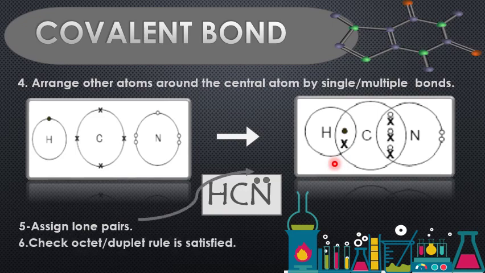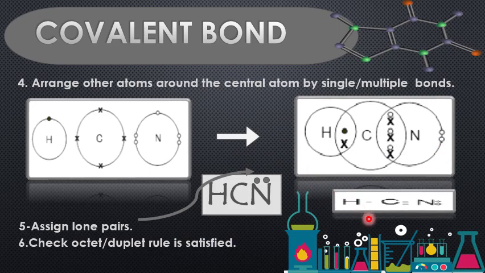Now we will see whether the duplet or octet rule is satisfied. Yes, it is satisfied for hydrogen. Hydrogen has completed its duplet, carbon has completed its octet having 8 electrons, and nitrogen has also completed its octet, and nitrogen is happy, carbon is happy, and hydrogen is also happy.